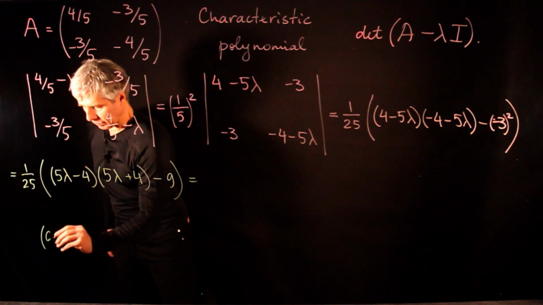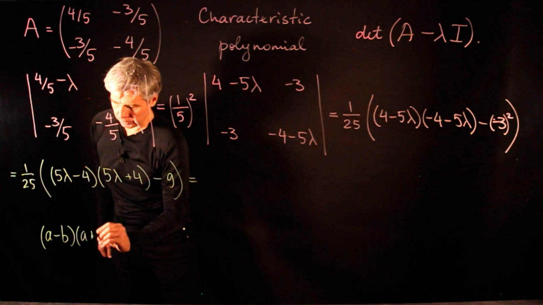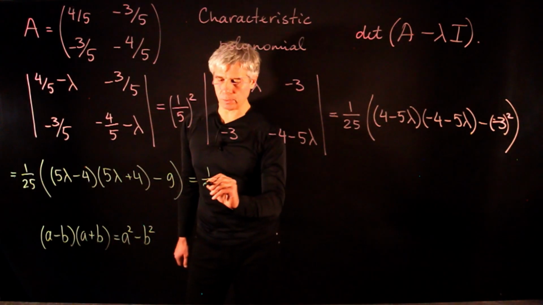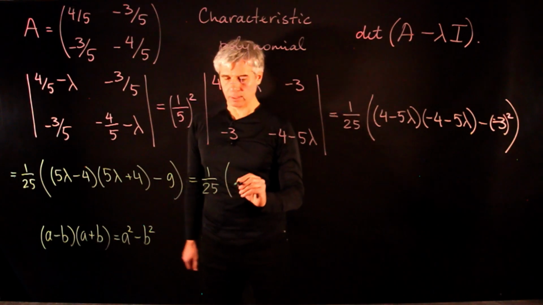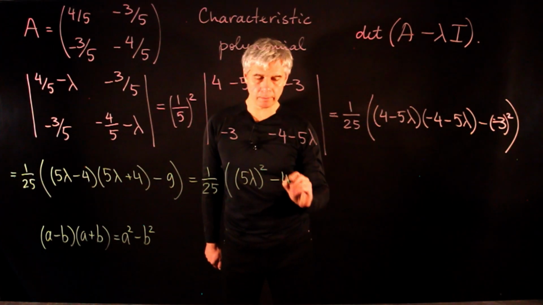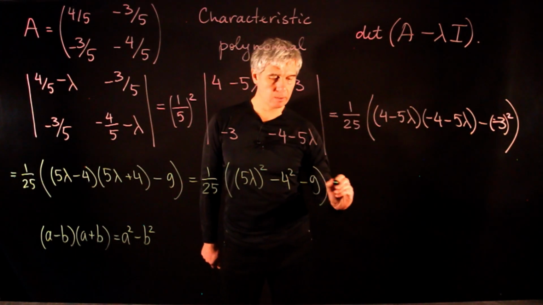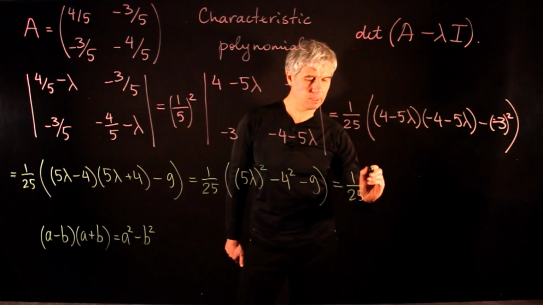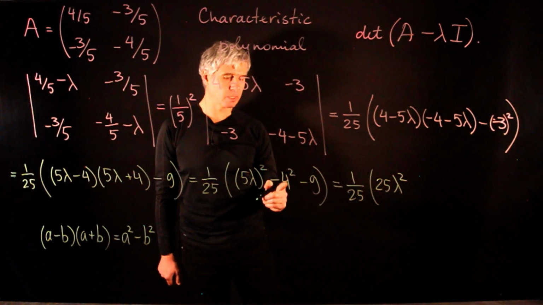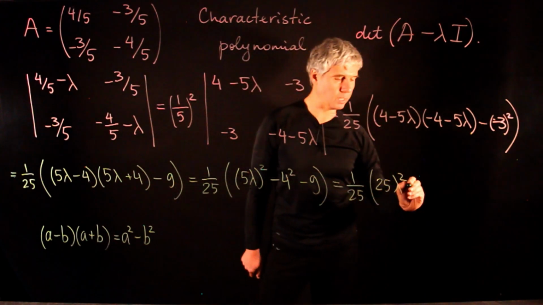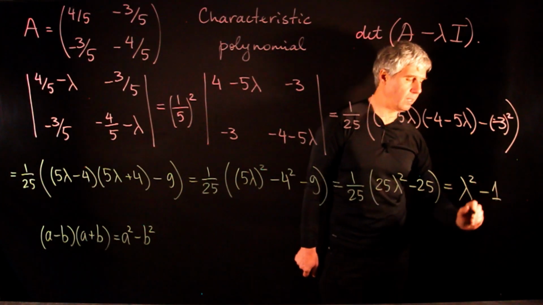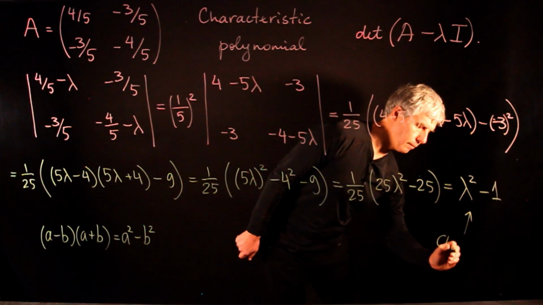And using the formula A minus B times A plus B is equal to A squared minus B squared, we get 1/25 times 5 lambda squared minus 4 squared and minus 9. So this becomes 1/25 times 25 lambda squared, and 16 plus 9 is 25, so we get minus 25. So this is lambda squared minus 1, and this is our characteristic polynomial.